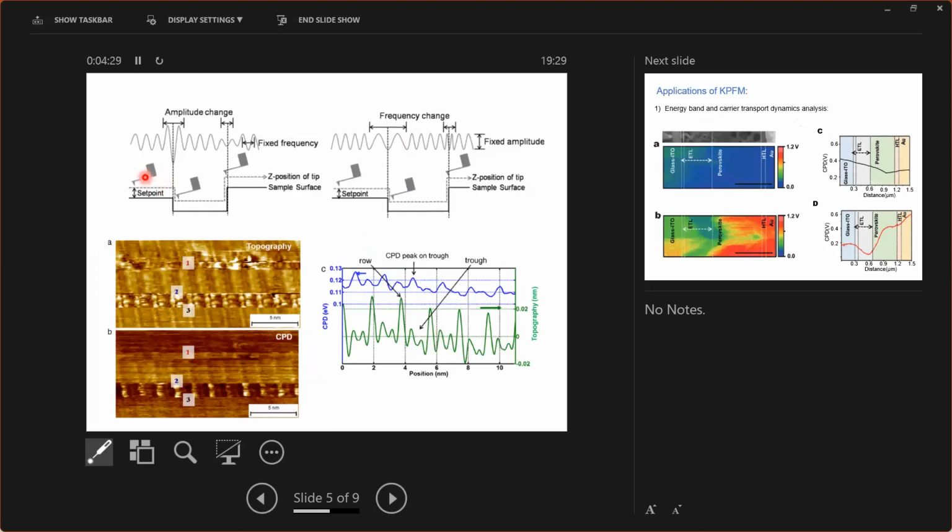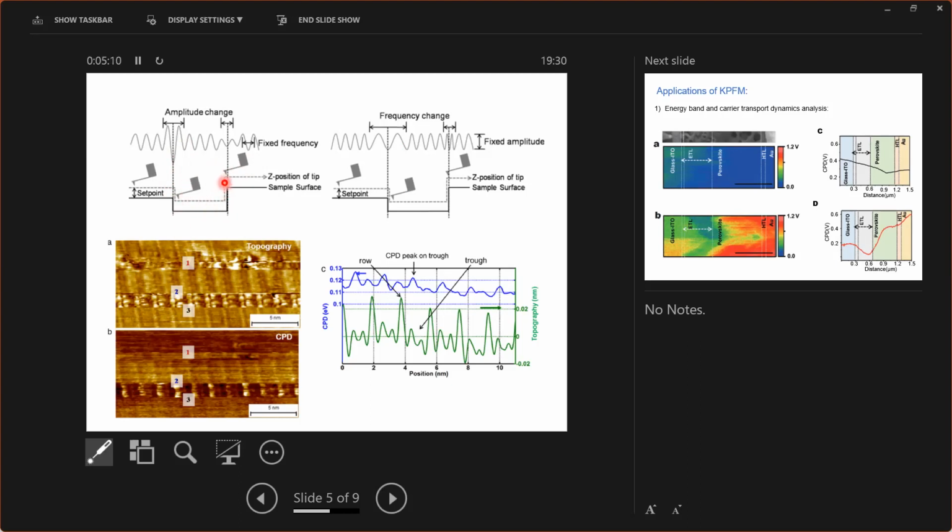Now, as the tip is constantly oscillating with a fixed frequency, if this is the sample surface, the position of the tip is going from this side to this side. At this position, as the distance from the sample increases and the frequency is fixed, somewhere there will be an amplitude change and it will increase. As it increases, it will try to come back into resonance, so it will come down, and in that way it will measure the surface of the system and give the topography of the system.